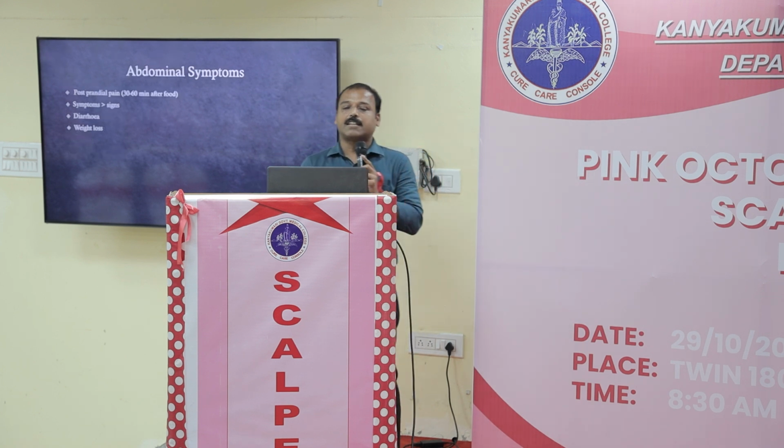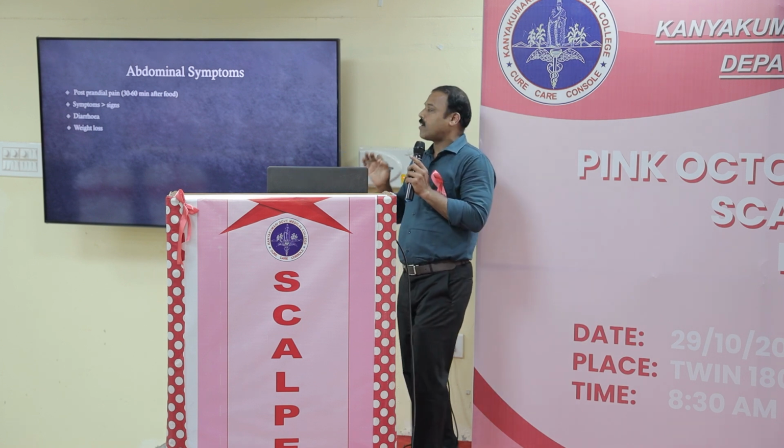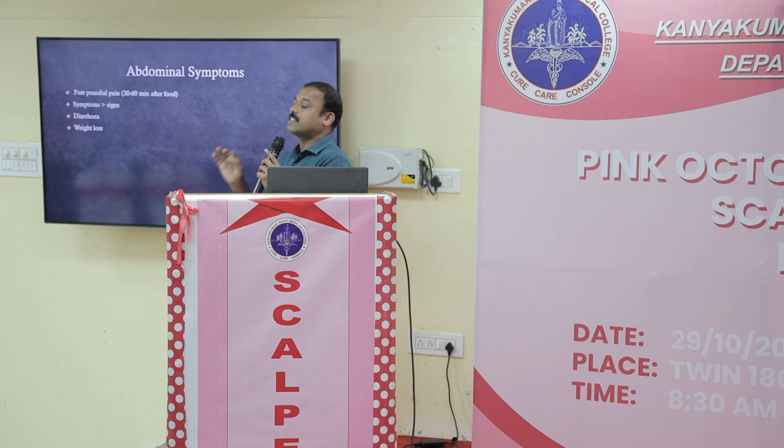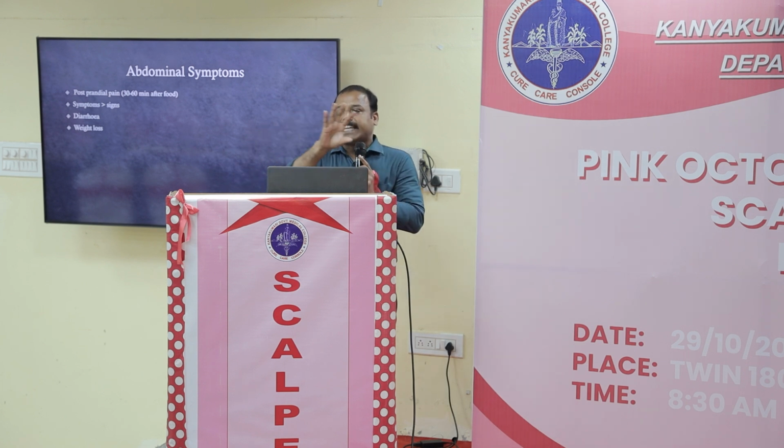Abdominal system symptoms: postprandial pain, that is called abdominal angina, especially 30 to 60 minutes after taking food, and diarrhea, weight loss. See, all these systems you ask in the history: CVS, CNS, abdomen and lower limb.